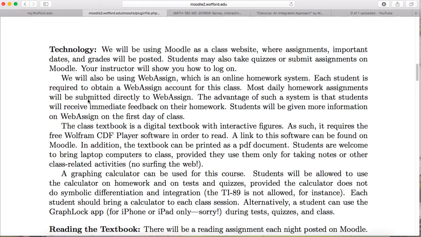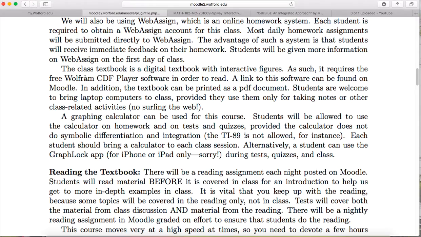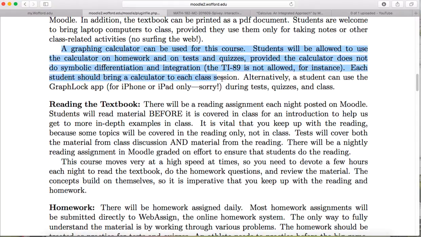Okay. This is about technology. We already talked about WebAssign and how to log on, so I'm not going to repeat that. We've already talked about the class textbook, so I'm not going to repeat that either. I do want to just say again information about the graphing calculator. You will need a graphing calculator on tests and the homework. You cannot use a calculator that does symbolic differentiation and integration, so the TI-89, the TI-Nspire, those are not allowed. If you have a graphing calculator and you want to know if it is allowed, show it to me, and I can take a look and tell you yes or no. You should bring your calculator to each class session.